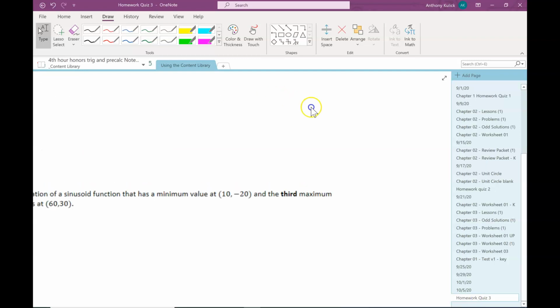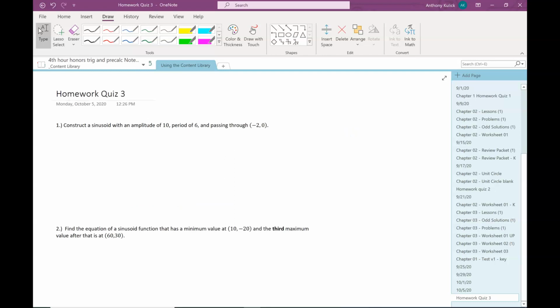And keep in mind on the homework quiz, because this is a OneNote file, if you need to make more space for yourself to do your work, just put your cursor in there and press enter, and it'll move the questions to make more space for you. You know what I mean? Some of us write bigger than others, or show more work than others, and need to draw little pictures or do calculations or whatever you need to do is okay.